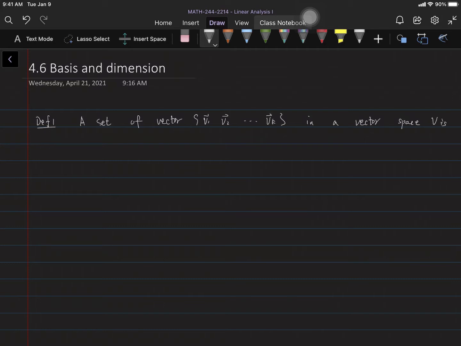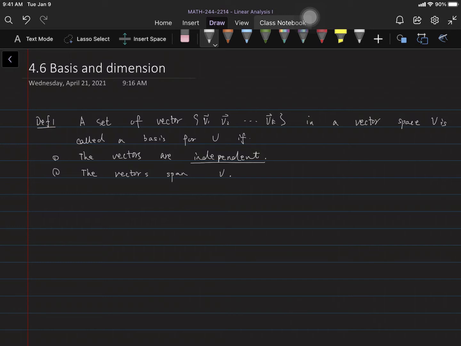A set like this is called a basis for V if two conditions hold. The first one, the vectors are linearly independent, so just independent. The second condition, the vectors span the vector space V. So I'm going to show you what's the meaning, okay?